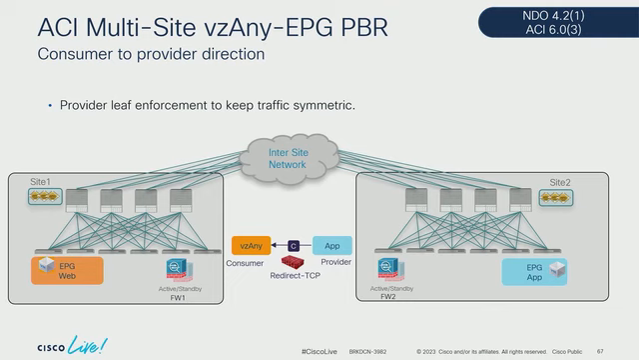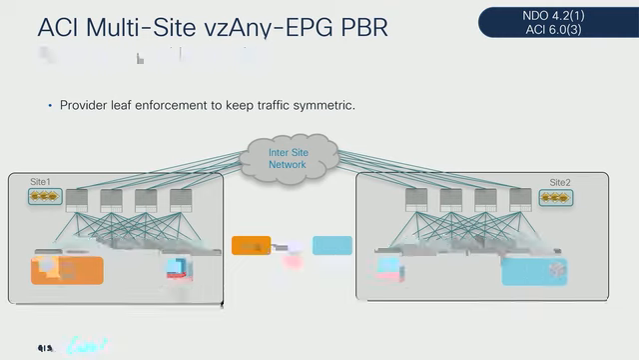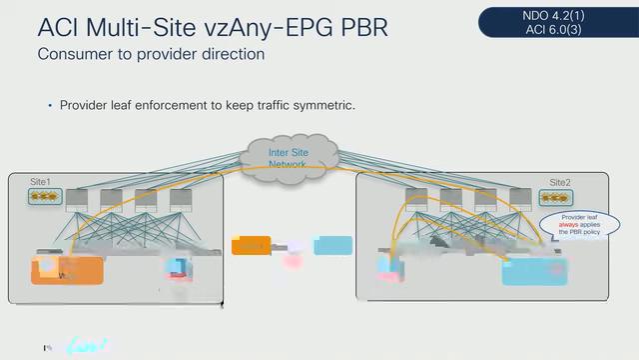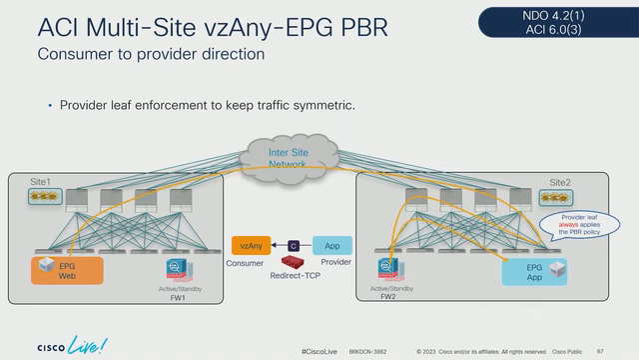Imagine you have a VZNE to app provider EPG configuration with PBR, from web endpoint to app endpoint. The web endpoint is part of VZNE, so it's the consumer. Then the provider leaf applies policy, and the provider site firewall is inserted. This is true for both consumer to provider and provider to consumer traffic, assuming the provider leaf can resolve the consumer class ID for the provider to consumer direction.